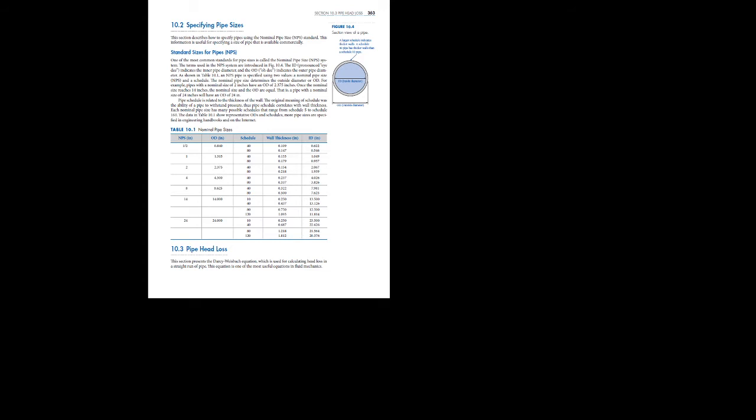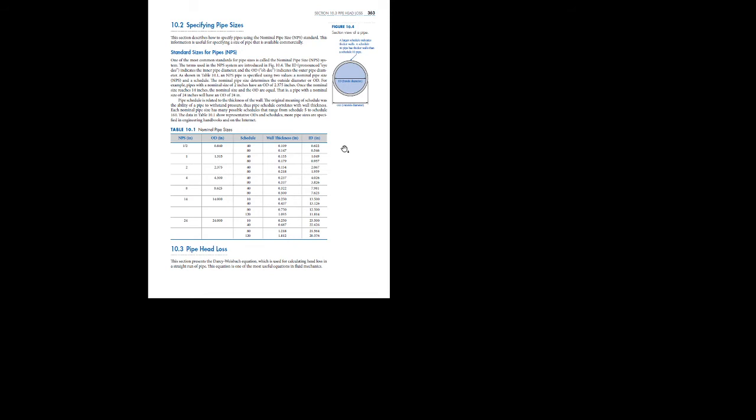What is that? We call it NPS, or nominal pipe size. NPS, or nominal pipe size, has two different parts. One is the NPS number. Another is what we call the schedule number. So what is the schedule number and what is NPS?